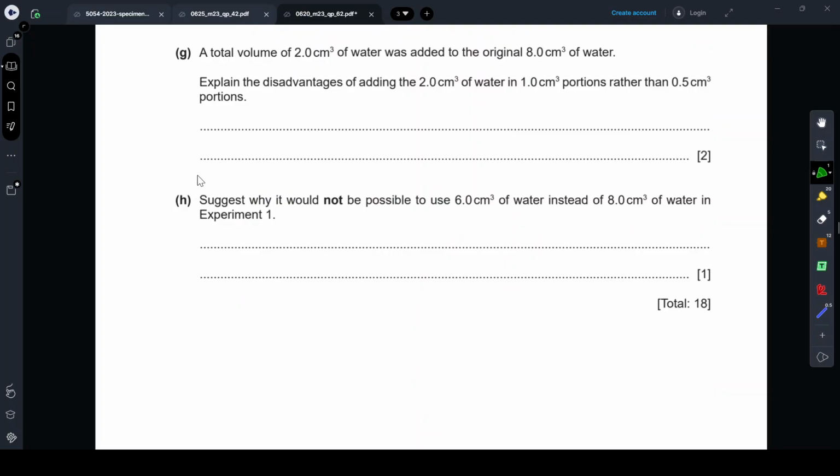Okay, a total volume of 2 centimeter cube of water was added to the original 8 centimeter cube of water. Explain the disadvantages of adding 2 centimeter cube of water in 1 centimeter cube portions rather than 0.5 centimeter cube portions. This has to do with the results you're getting. So how will it affect the results?